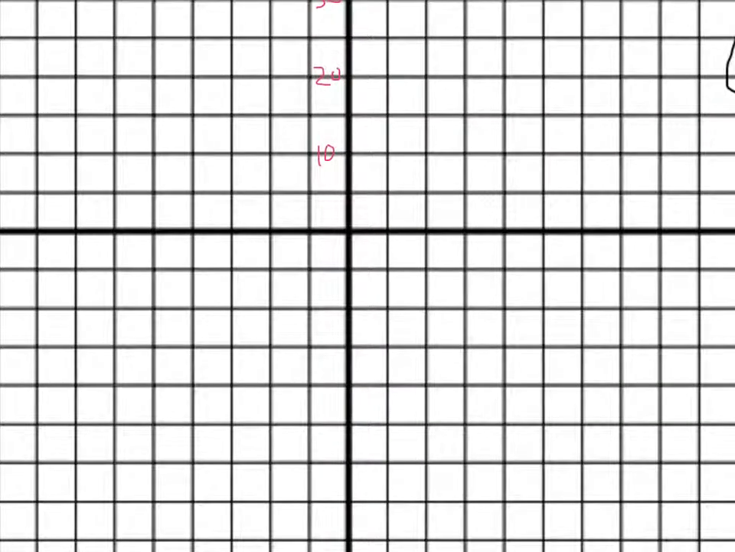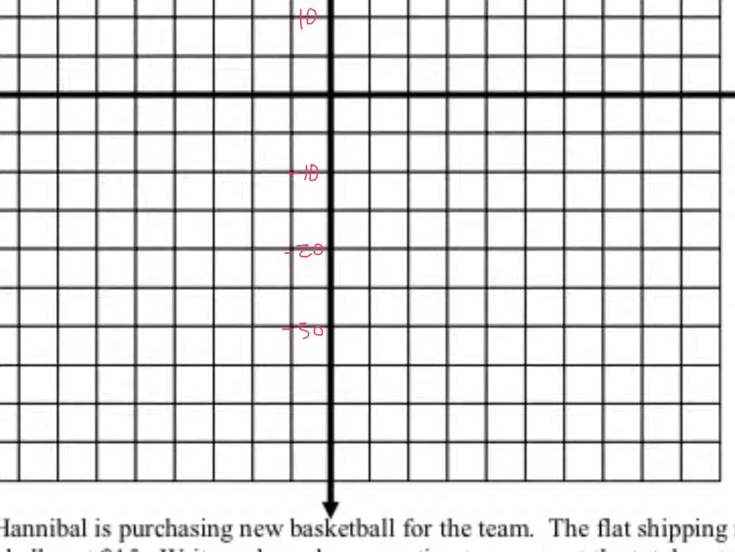And I'm going to do the same thing in the negative direction. Negative 10. Negative 15, negative 20, negative 25, negative 30, negative 40, and negative 50.